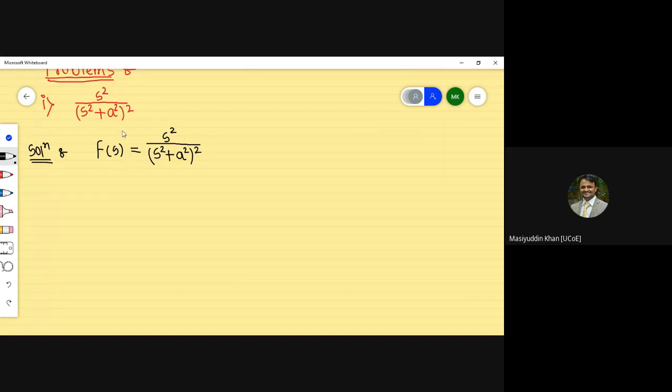Now we have to divide this function into two functions. So we have to take f1 of s is equal to s upon s square plus a square, and f2 of s which is equal to s upon s square plus a square. If we multiply these two functions f1 into f2, you will get again the original function. So the first step is completed.